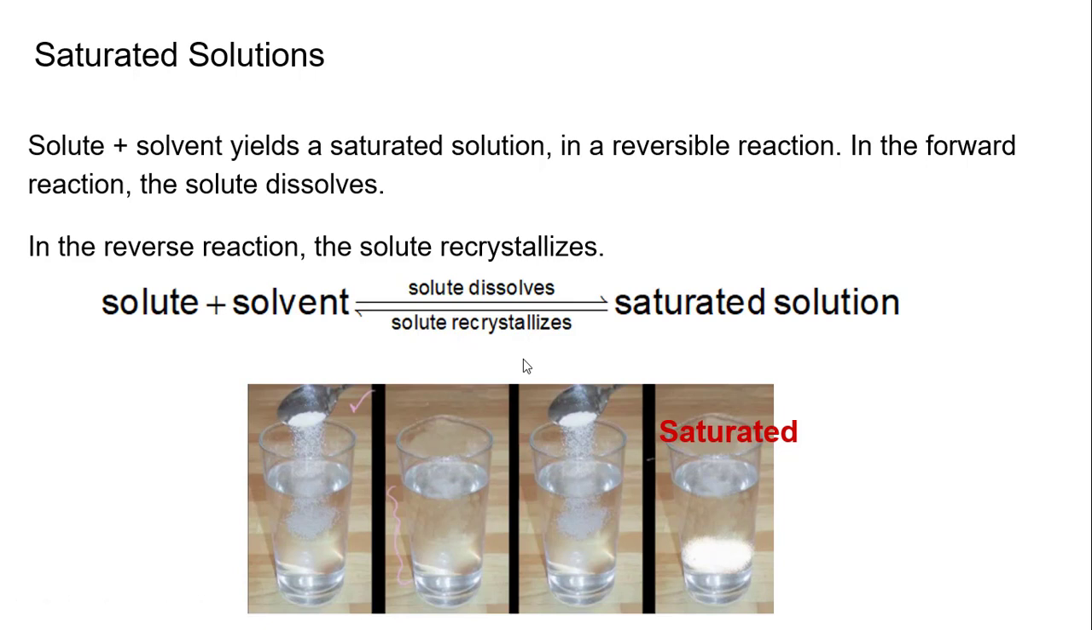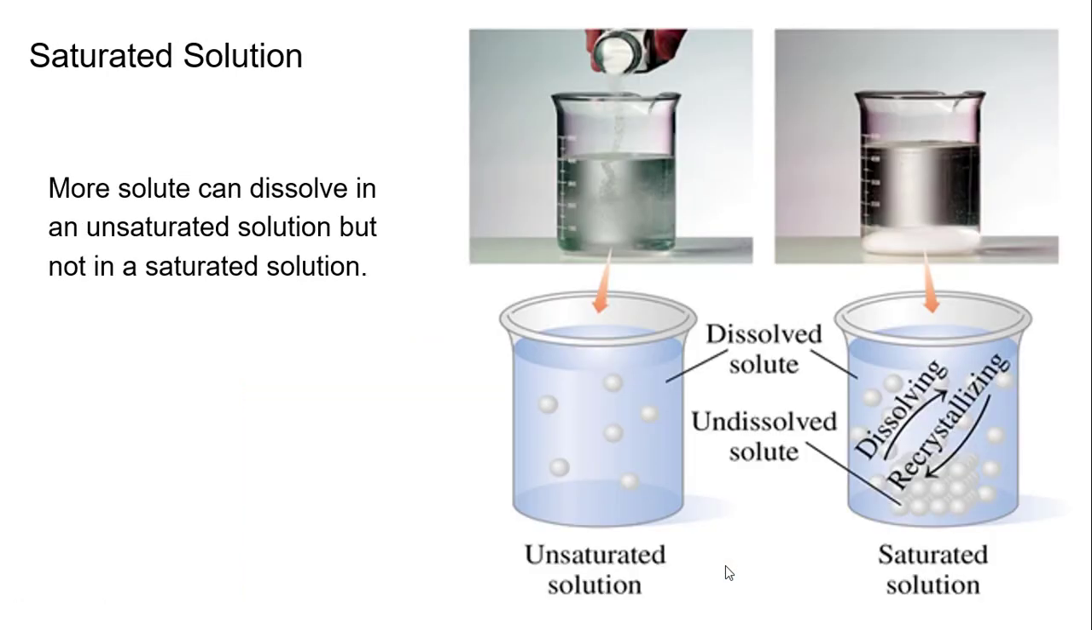So the more salt you add, one's going to dissolve, another's going to recrystallize. And it's constantly happening, even though we don't see that happening here. We just see a bunch of salt sitting at the bottom. So in an unsaturated solution, more solute can dissolve, obviously, but not in a saturated one, because it's already hit the max capacity of what it can dissolve. And then the rest will just sit there.